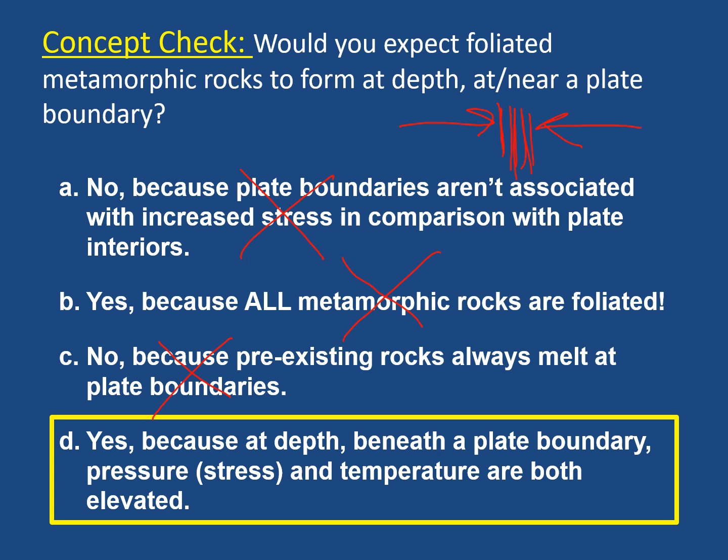Yes, we would expect foliated metamorphic rocks to form at depth at or near a plate boundary, because down there at depth, beneath the plate boundary, we have high pressure and perhaps also high stress especially, and also high temperature. Those are exactly the conditions you need to foliate pre-existing rock.